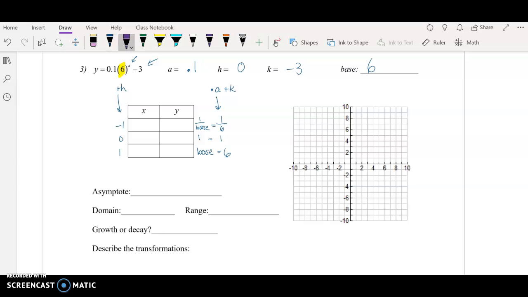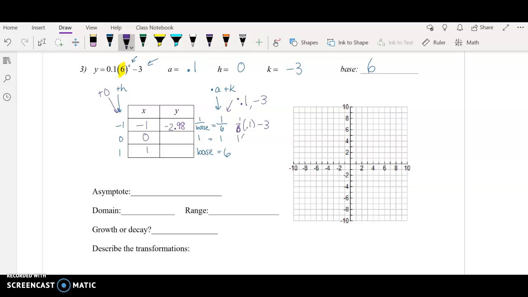And so let's go ahead and do that. So your H value is 0. So for all of your X values, you're going to be adding 0 to them, meaning they're not going to move at all. Your Y values for this example, you're going to multiply by 0.1, and then you are going to subtract 3. So we're going to do 1/6 times 0.1 minus 3. And when we go ahead and calculate what that is, that's -2.98.